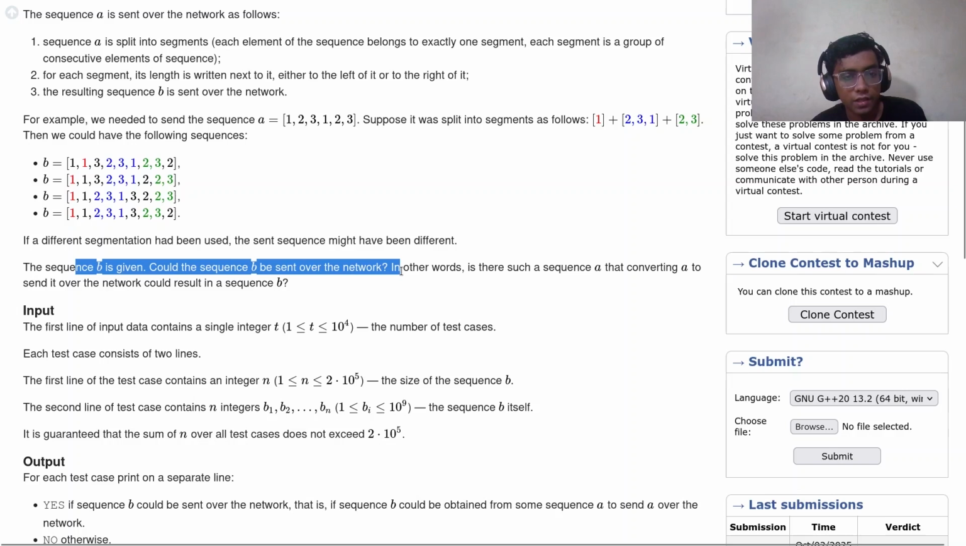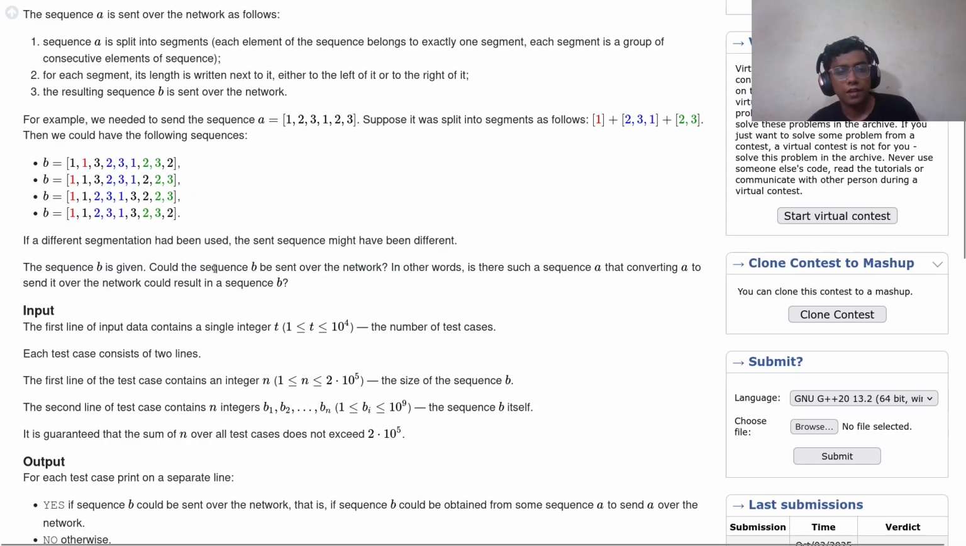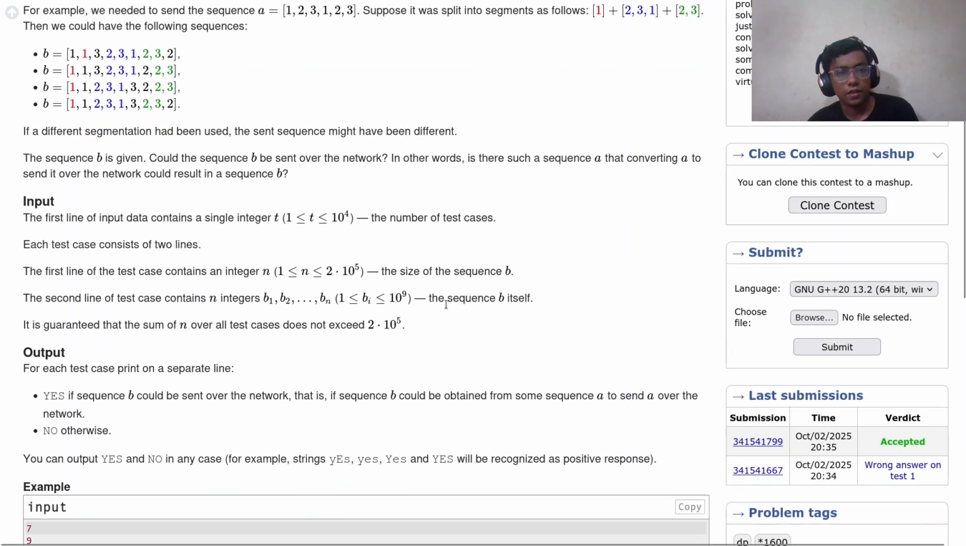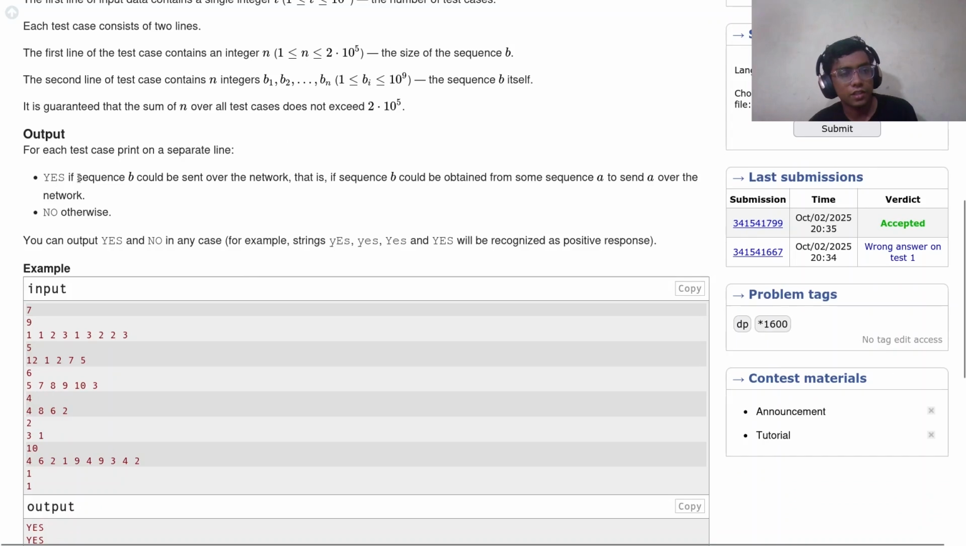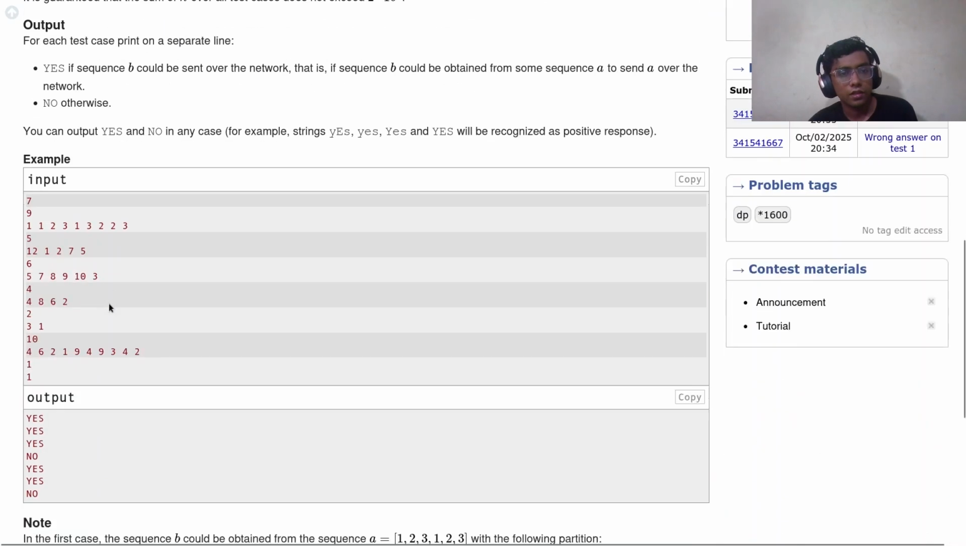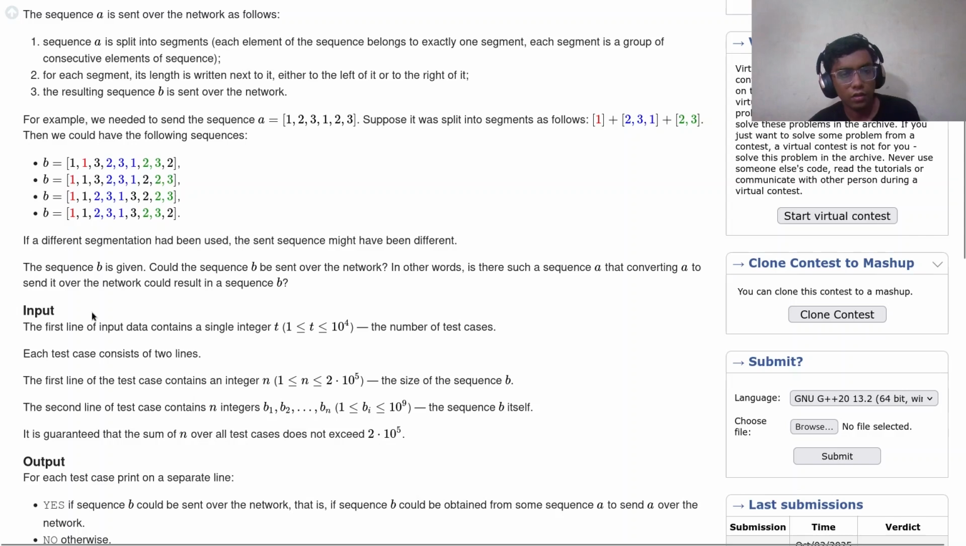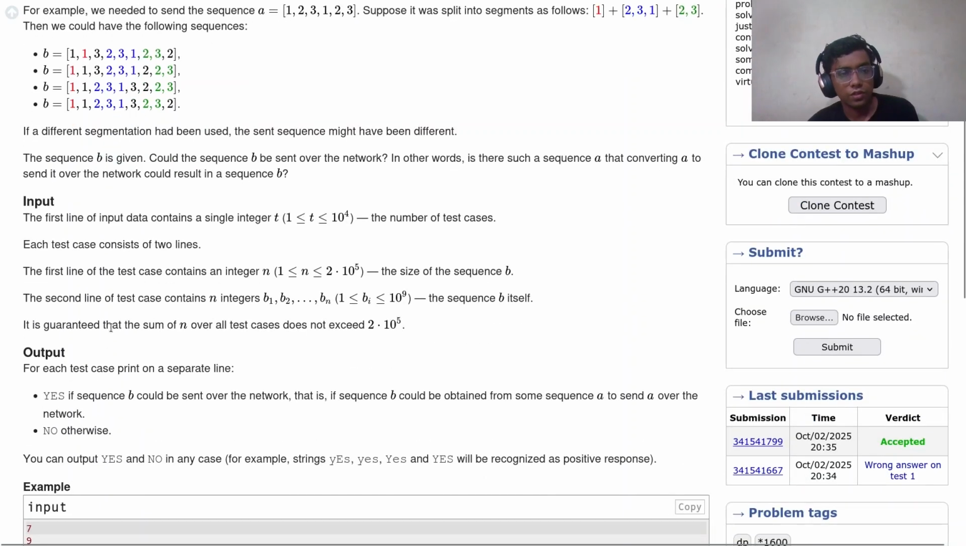So given a sequence B, is it a valid sequence which was sent over the network? In other words, is there some sequence A such that if we send it, we would get the sequence B, right? We just have to print a yes or no answer: yes if it was possible, and no if it is not possible. As usual, the sum of n over all test cases does not exceed 2 times 10 power 5, so we know that it's a standardized question, right?